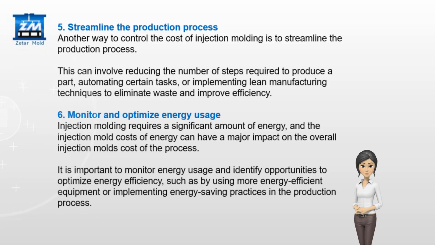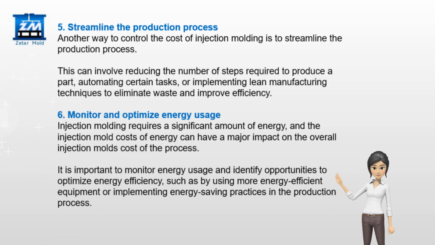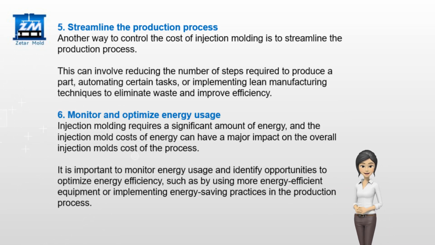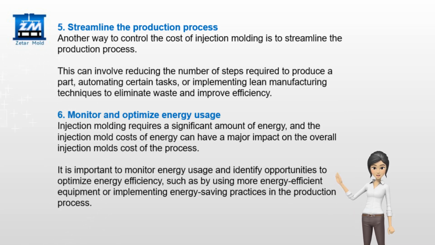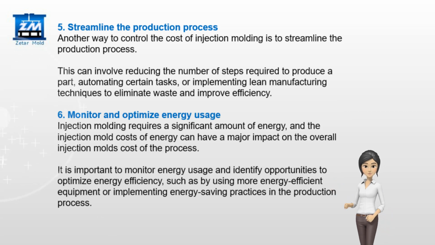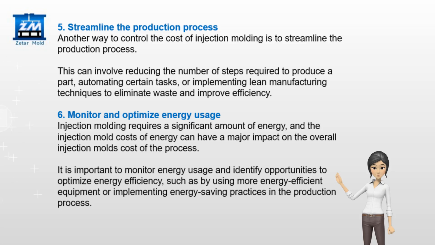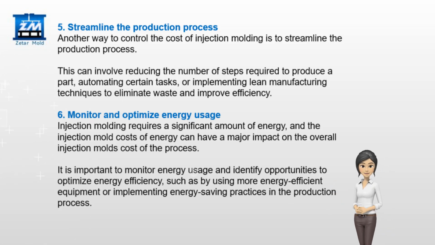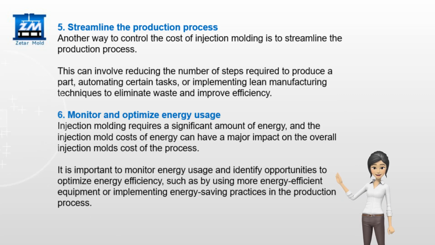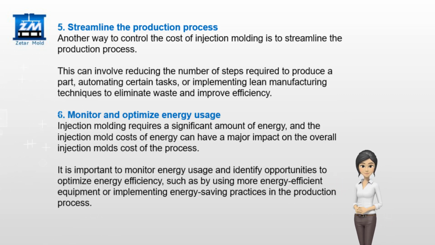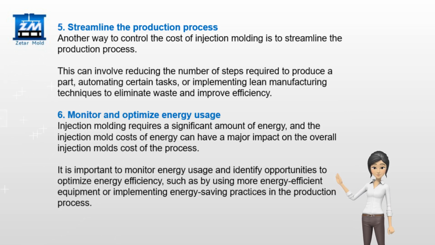Monitor and optimize energy usage. Injection molding requires a significant amount of energy, and the cost of energy can have a major impact on the overall cost of the process. It is important to monitor energy usage and identify opportunities to optimize energy efficiency, such as by using more energy-efficient equipment or implementing energy-saving practices in the production process.